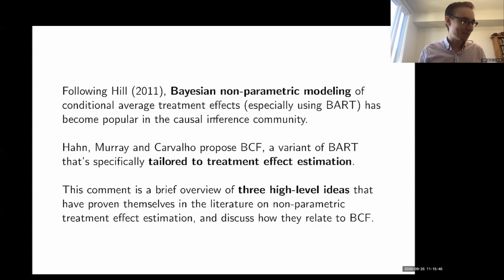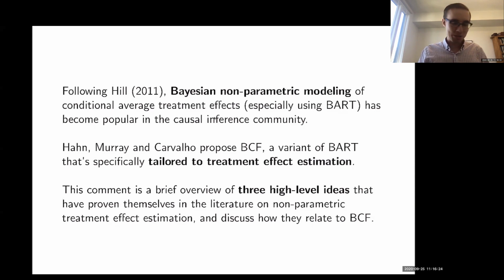This follows Jennifer Hill's 2011 paper. Bayesian nonparametric modeling has proven itself very useful and has become a very popular tool for modeling treatment effects. What this paper does is propose BCF, which is essentially a variant of BART tailored to treatment effect estimation. The two previous discussants commented on the specifics of BCF, including the prior design, so I'm not going to revisit that here.